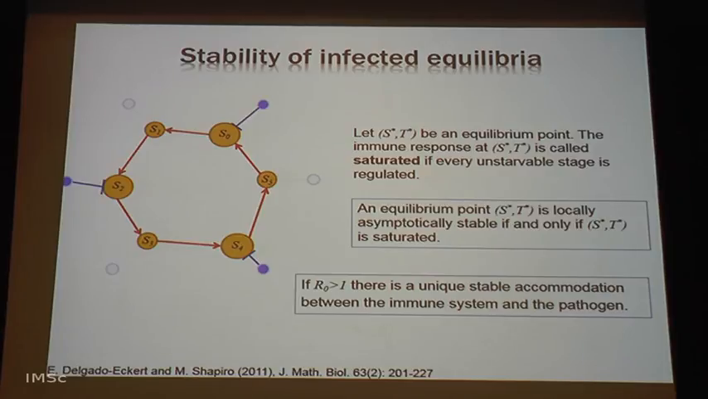So what this is telling us is that the steady state configuration of the infectious process comes with a regulation profile, meaning that certain stages will be regulated and some others will not.